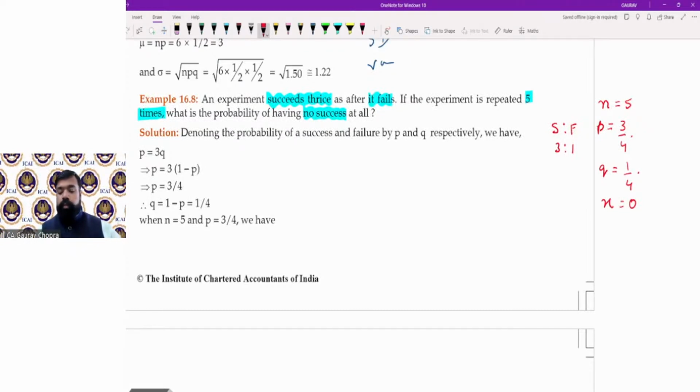So all these are the values. Now you can substitute and get the results. Probability equals 5C0, 3 by 4 to the power of 0, and then 1 by 4 to the power of 5. So you will get the answer 1 by 4 whole to the power of 5, or you can write 1 upon 1024. This will become your answer.